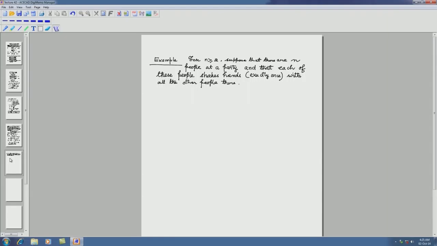Of course, nobody shakes hands with himself or herself. Now, our question is that what is the number of handshakes?